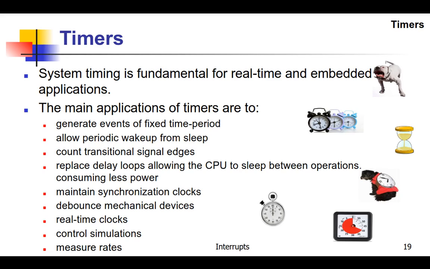And they're used in analog to digital and digital to analog converters to maintain the timing so that the A to D or D to A converters measure at appropriate time intervals.